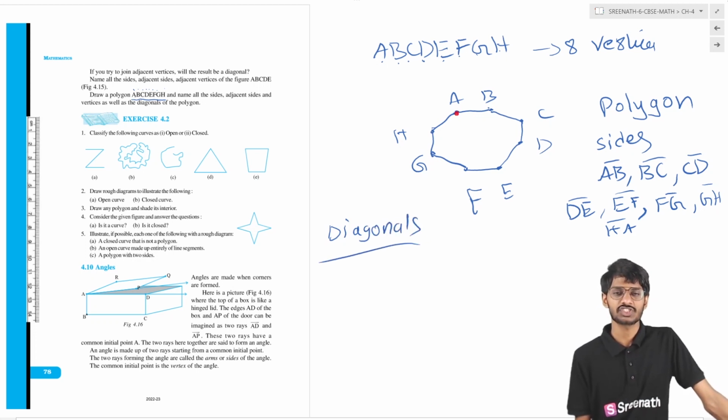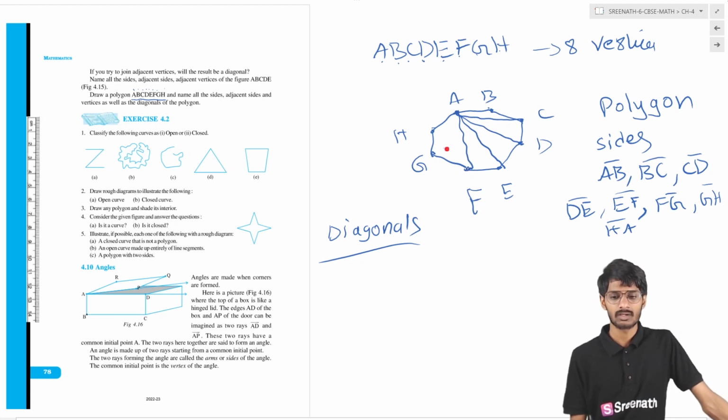So suppose we start at A. For A, what are the adjacent vertices? This is adjacent and this is adjacent, but this is not adjacent, so you can write this is one diagonal. Similarly, this is also not adjacent, so this is another diagonal. This is also not adjacent, so it is another diagonal. It is also not adjacent, so it is another diagonal. So I have completed all the diagonals from A.